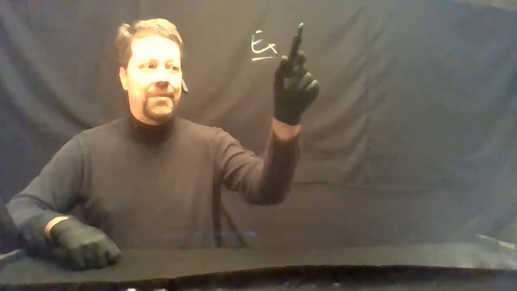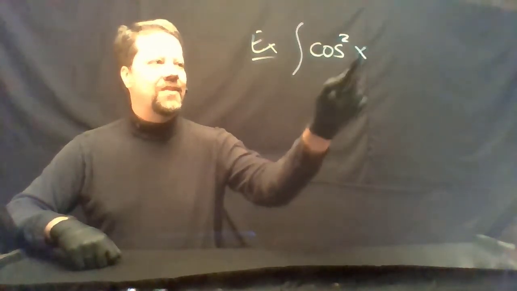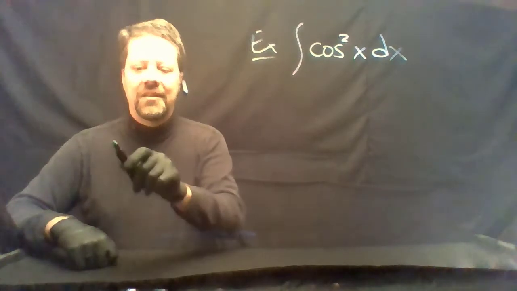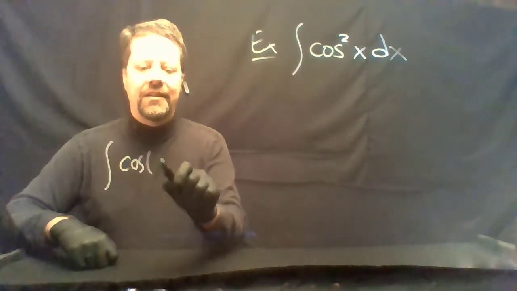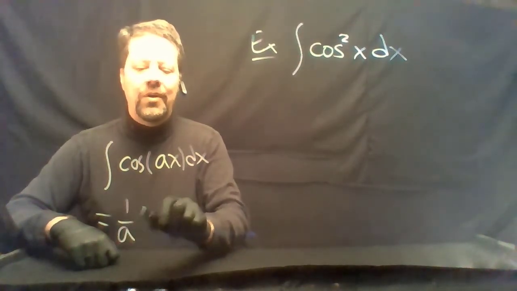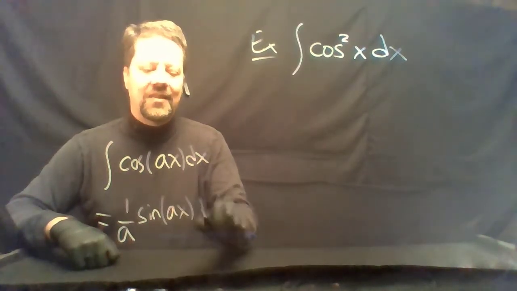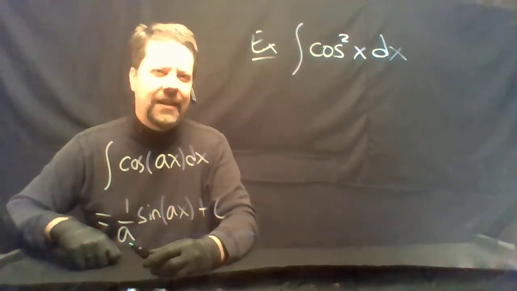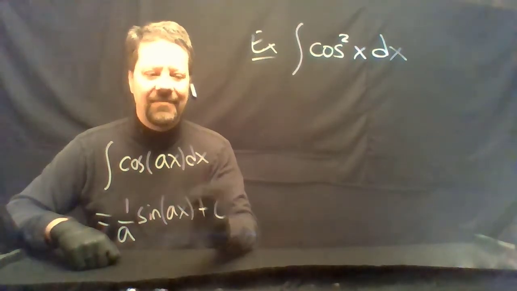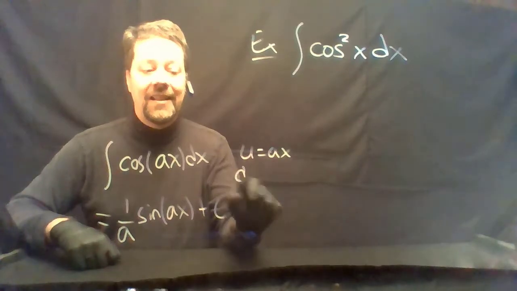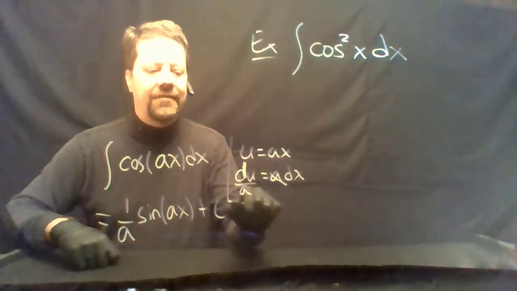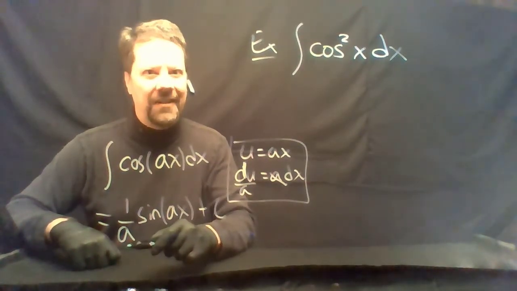Another integral I would like you to be able to perform is the integral of cosine squared x dx. For this, you need to understand a couple things. First of all, if I integrate cosine of some constant a times x dx, I will get 1 over a, the sine of ax, plus c. The 1 over a comes from the u substitution that we technically didn't perform. If u is equal to a times x, then du is a times dx. The a gets divided off, and that's how we get the 1 over a out front.